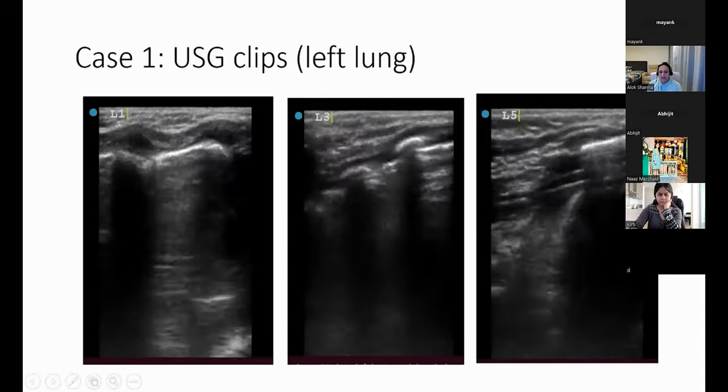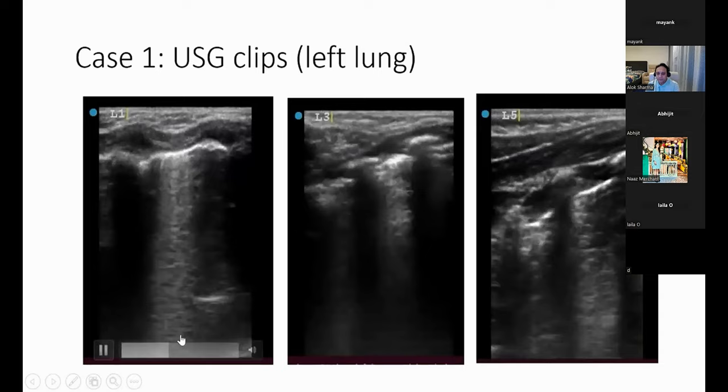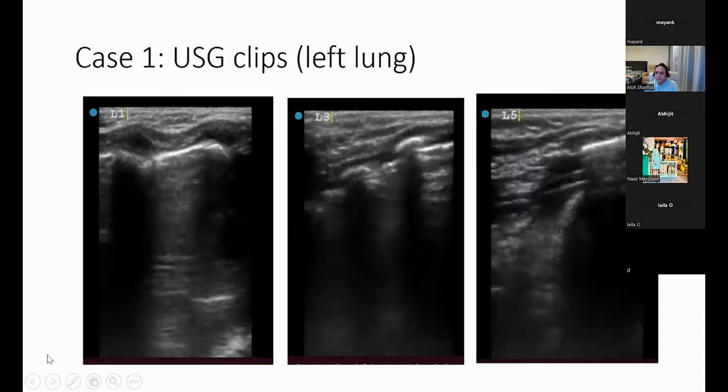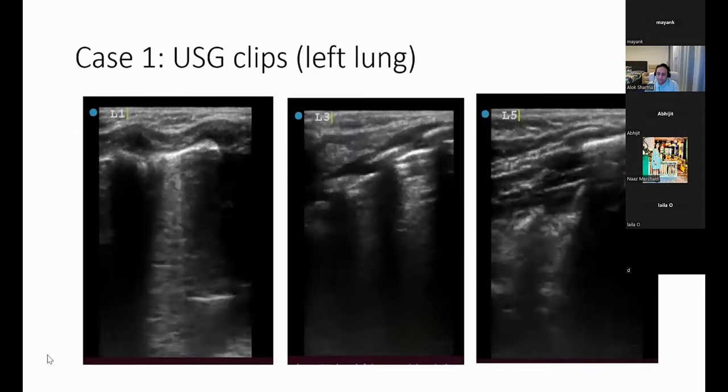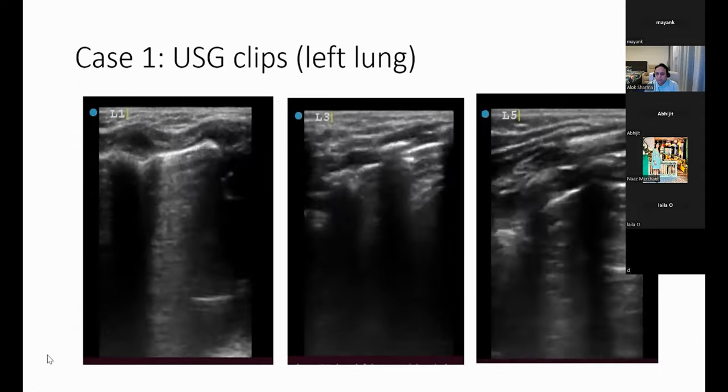So we'll go to your next slide. Can I ask a question, please? Yes, please. How do you decide the right frequency? Because sometimes the linear probe is actually a range, right?